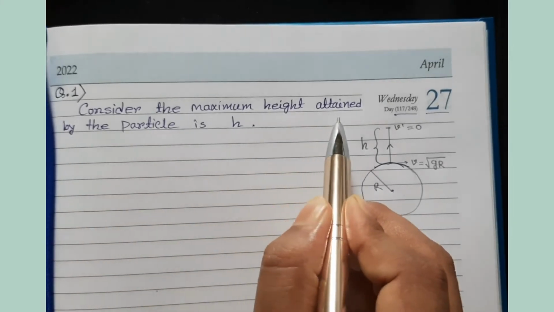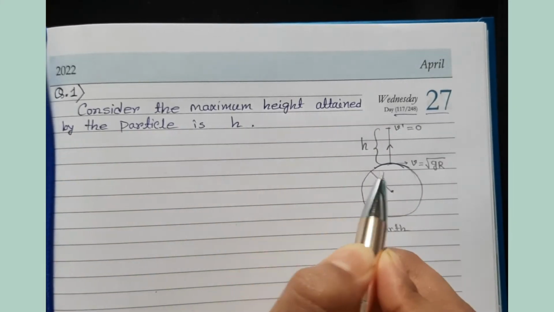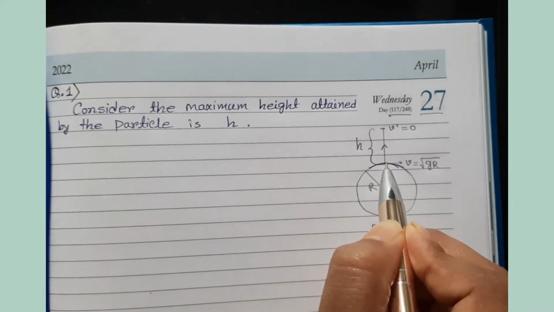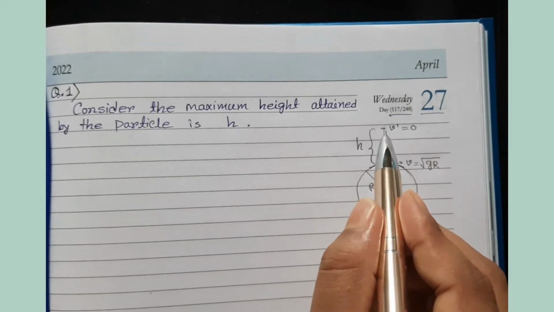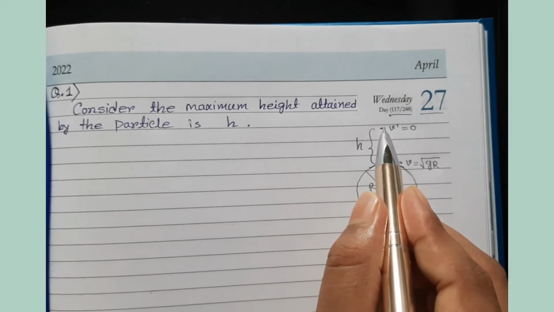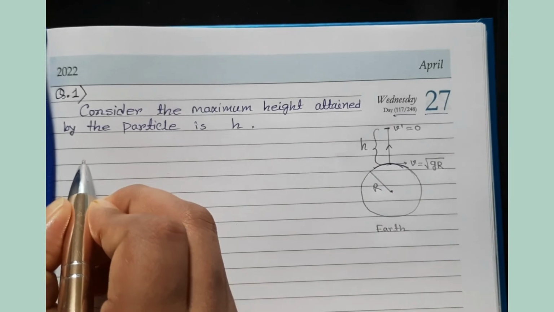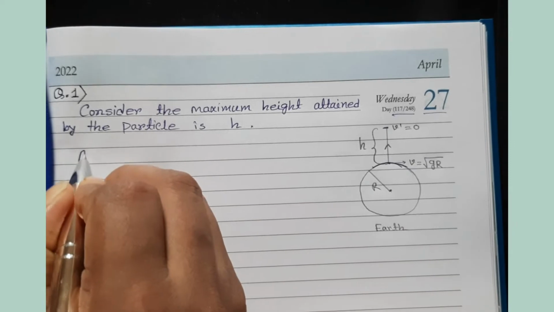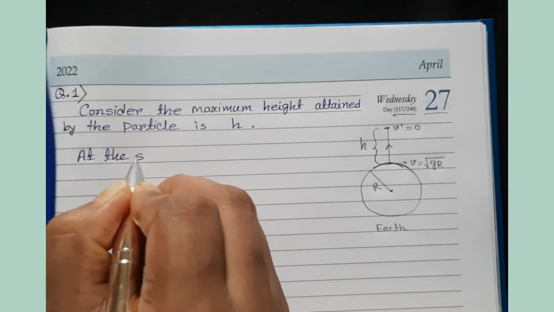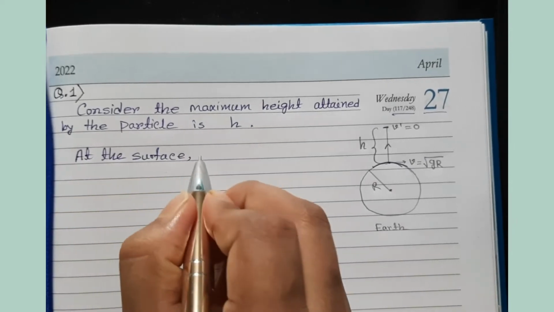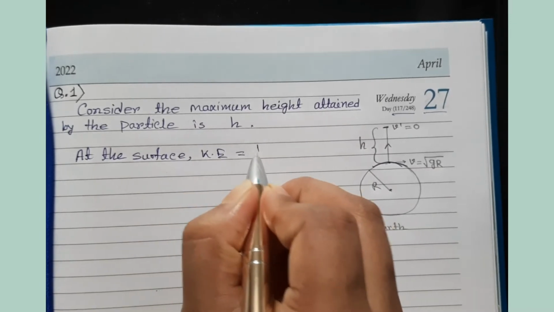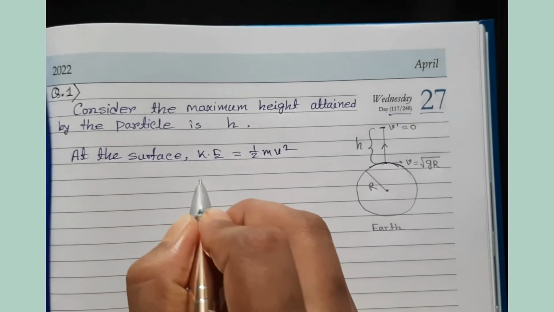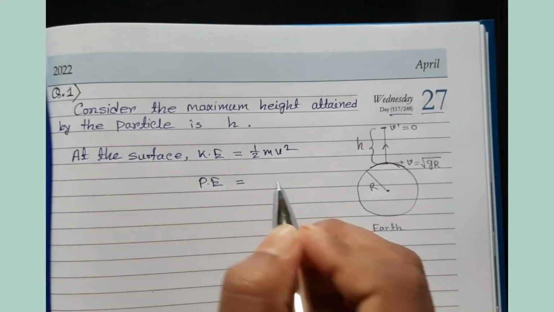Consider the maximum height attained by the particle is h. Now, we have to use the conservation of energy. At the surface of the earth, the total energy of the particle will be equal to the total energy of the particle at height h. So, let us find the kinetic energy and potential energy at different places. At the surface, kinetic energy will be half mv square.